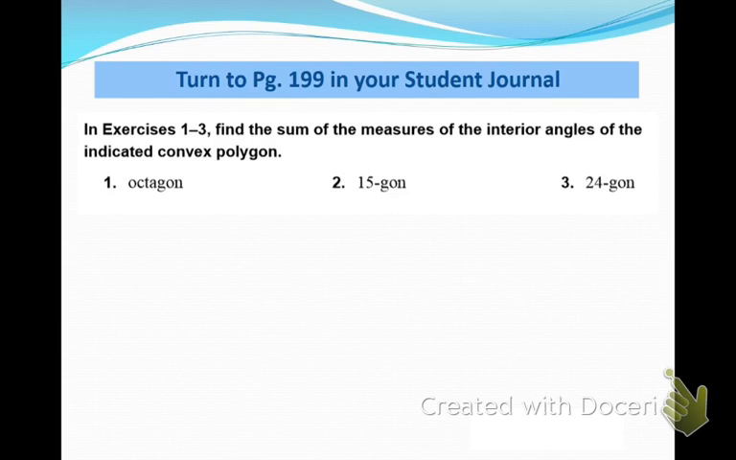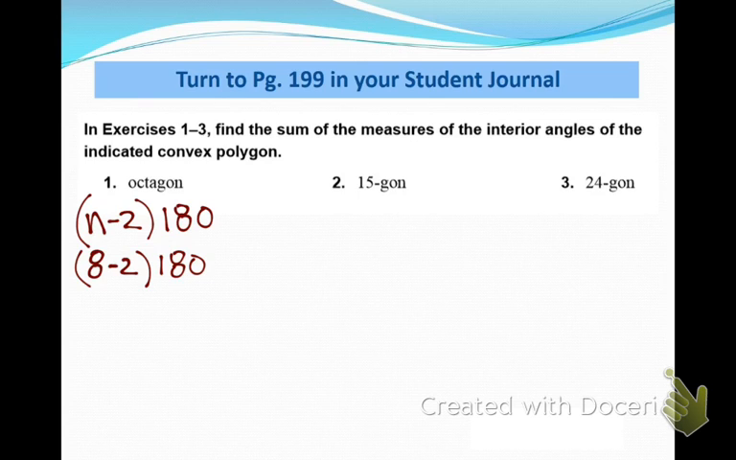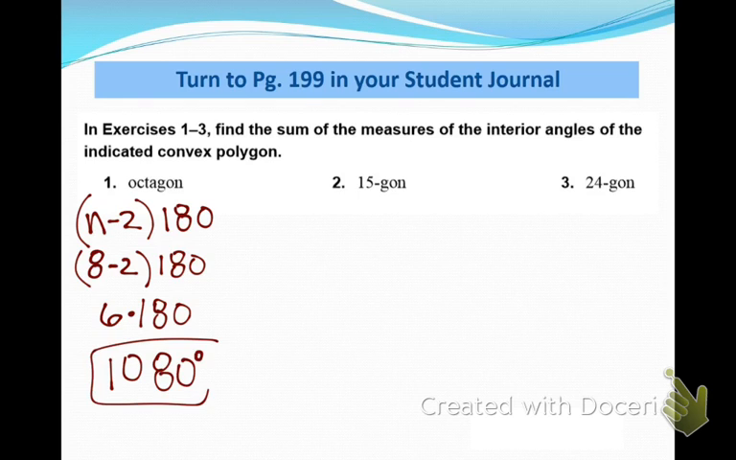Find the measures of the interior angles of the indicated convex polygon. You use the same formula, n minus 2 times 180. We said the number of sides in an octagon is 8. 10 is called a decagon. It's okay. Everyone makes mistakes. So 8 minus 2 is 6 times 180. Pretty sure it's 1080. Am I right? Yes. Boom. So in an octagon, it can fit 1,080 degrees.